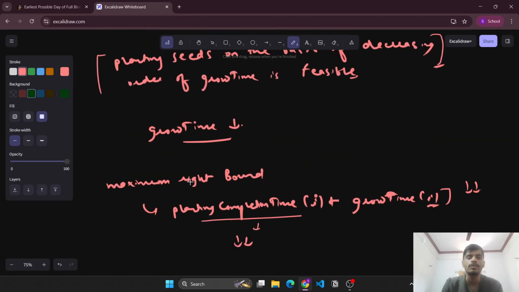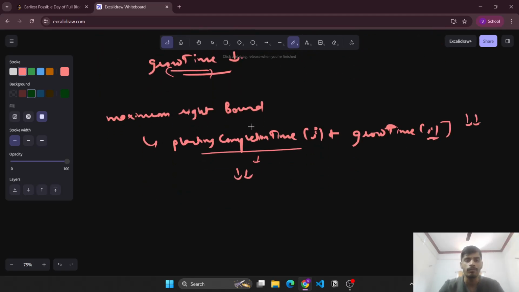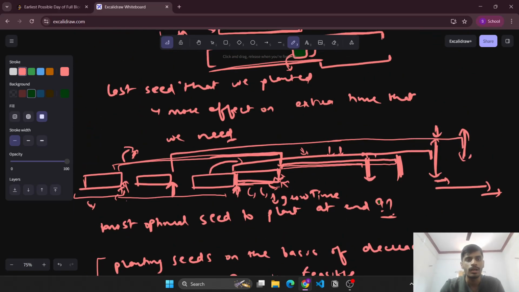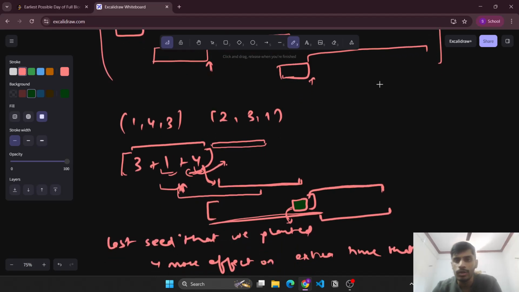We simply sort on the basis of grow times in decreasing order, and then for each seed we'll find this value. That is, we'll maintain the current time and the prefix sum that we have. Suppose the input here was 1, 4 and 3, and the growing time was 2, 3, 1. So once we sort it on the basis of decreasing order, it will become 3, 2 and 1. And for 3 we have 4, for 2 we have 1, and for 1 we have 3. So these are the planting times that we have.